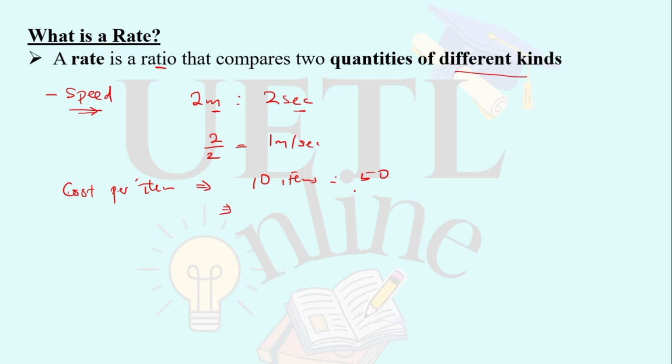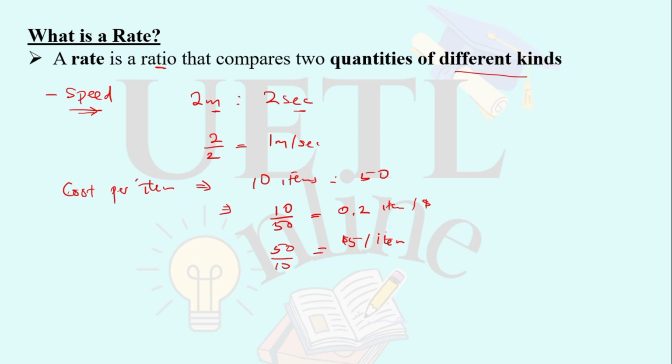This is a ratio, but when you want to express it as a rate, you can say 10 divided by 50, then it becomes 0.2 items per dollar. You're using dollars, right? You can say 0.2 items per dollar, or you can say it vice versa: 50 over 10, then it becomes $5 per item. So this is the meaning of rate.